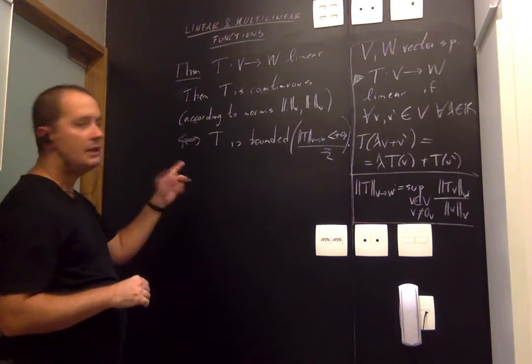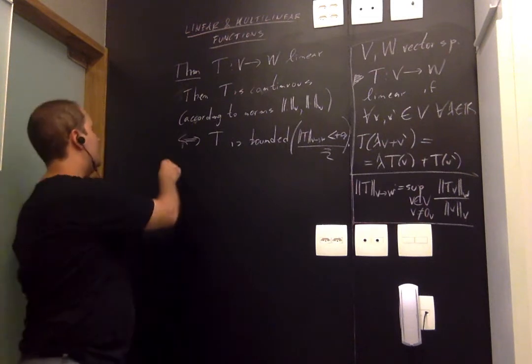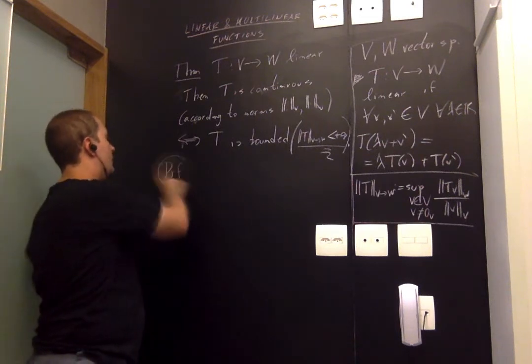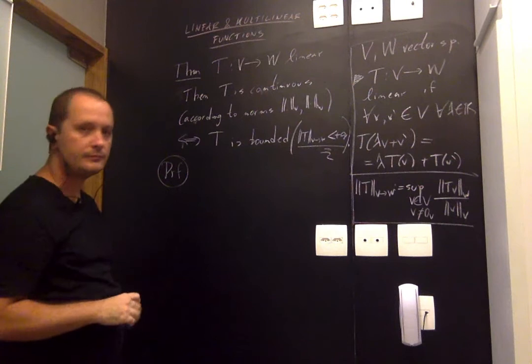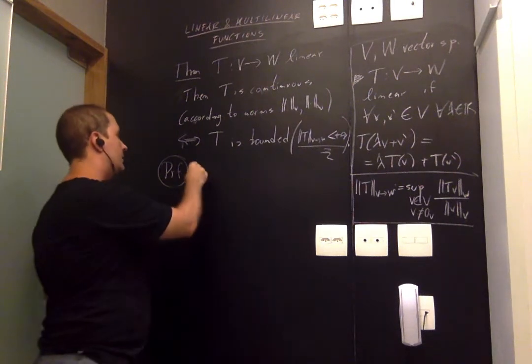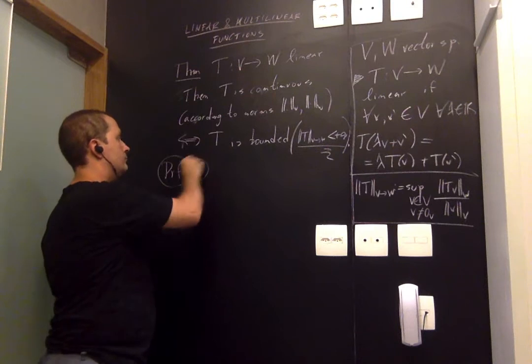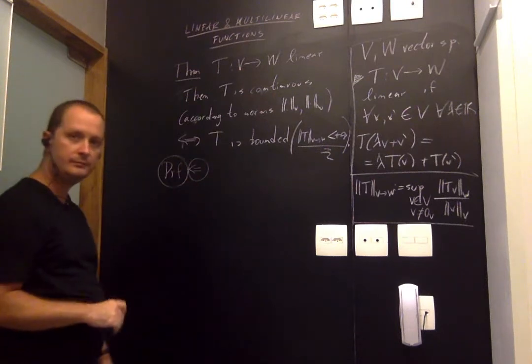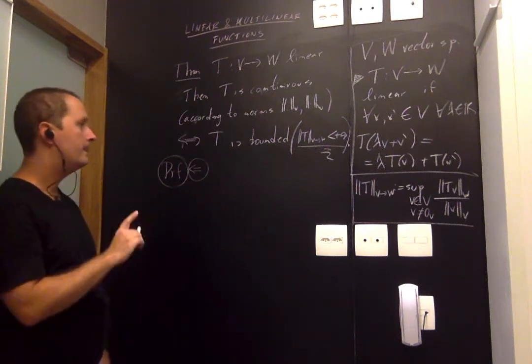Okay, but let's first prove this theorem, and I'm going to start with the easy direction. The easy direction says that when something is bounded, it's continuous. So it goes this way, right? Okay.